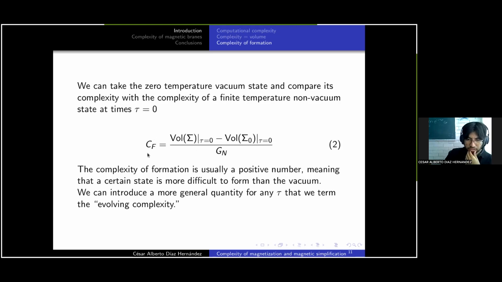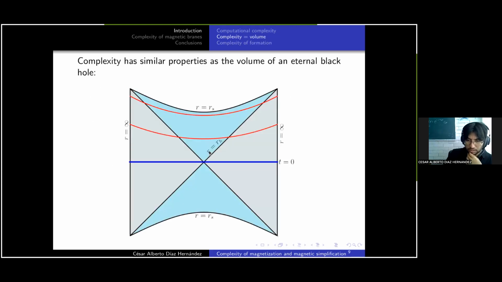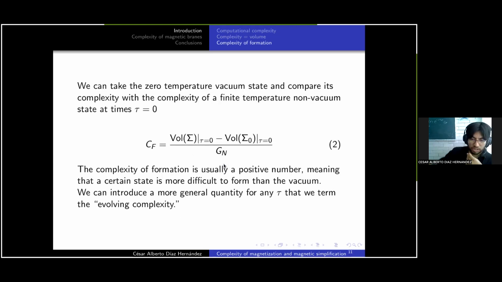The complexity of formation is given by tau equals 0, the time at the boundary set to 0. I mean, we would need to compute the volume of this space-like slice, the blue one. But we can generalize the concept to any time we want. This quantity we call the evolving complexity. It's just the complexity of formation, but for a general time, every time, anytime we want.